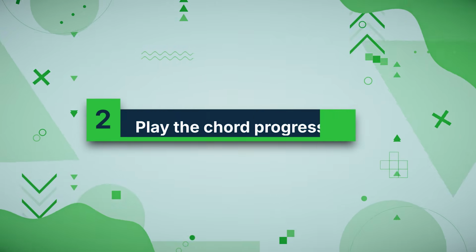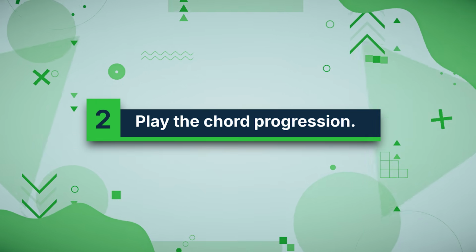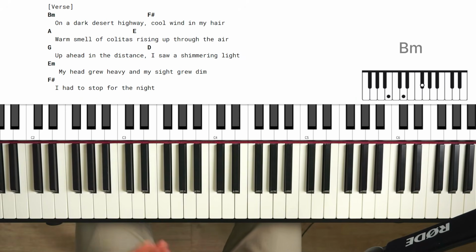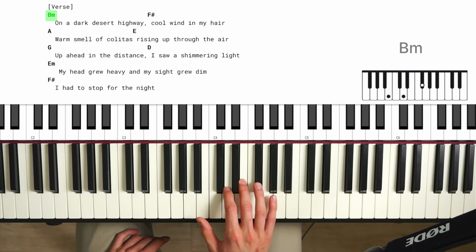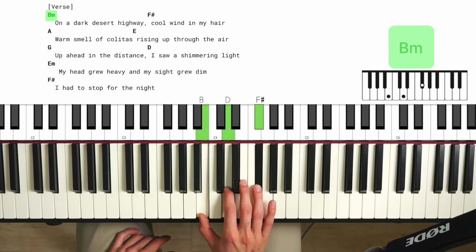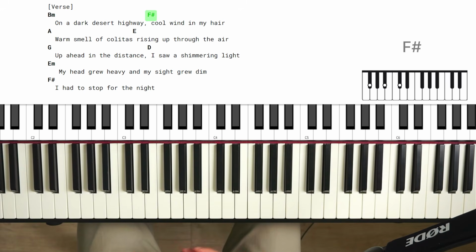Step 2 is to play the chord progression. As you saw, there are these chord diagrams on the right. All you have to do is find these shapes on your keyboard and play them. So let's play the first chord, B minor. Find the shape on your keyboard and play the notes. The next chord is F sharp major.